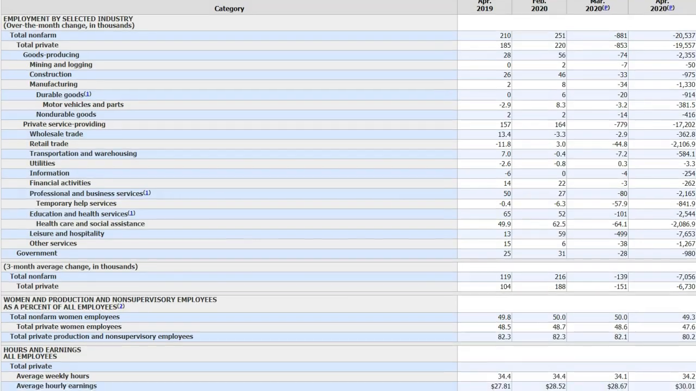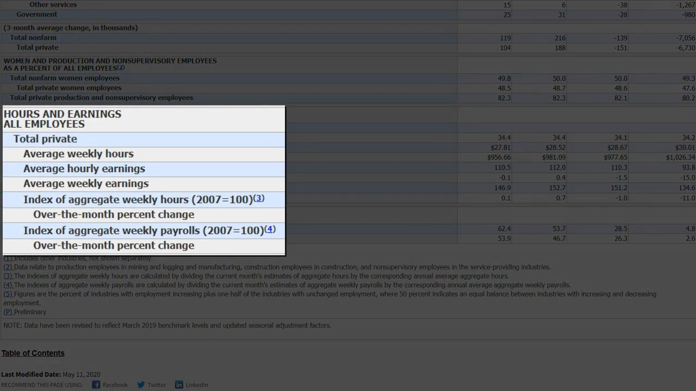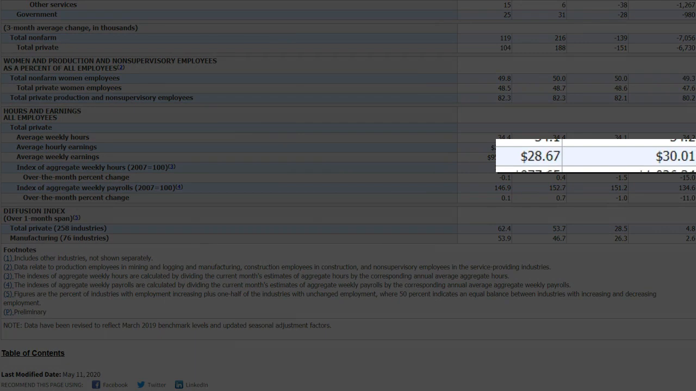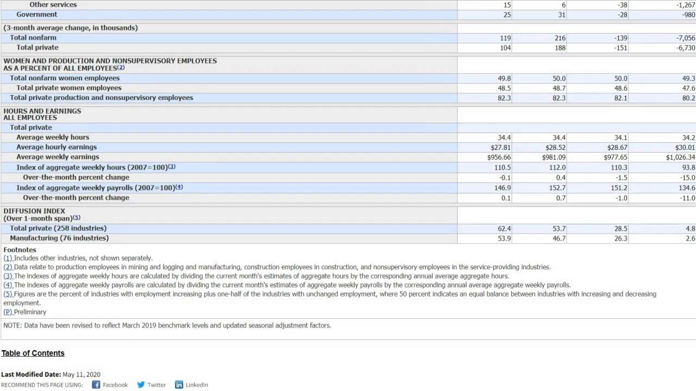Below that, the table breaks down hours and earnings of all employees, which is useful information, although I do want to point out one thing with last month's data. If we look at average hourly earnings, it jumped from $28.67 up to $30.01 an hour, which sounds like good news. People were making more money, but we do have to understand that a lot of people were laid off, particularly the lower paid workers. So this will affect the average. So it's not like it was increasing for good reasons.